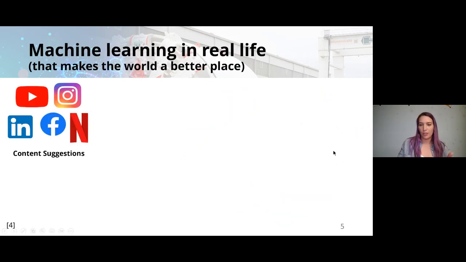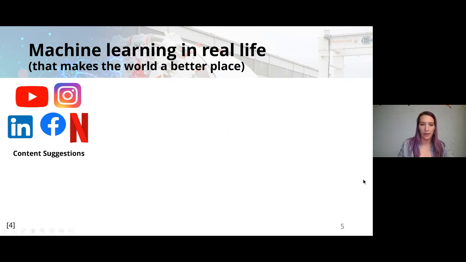So where is machine learning in our daily lives? Some of these examples will seem very obvious to you, but some might be a bit of a surprise. And I want to point out that all the examples I'm about to talk about are commercial examples. None of this is research. These are applications where machine learning is already used and relied upon to make decisions.